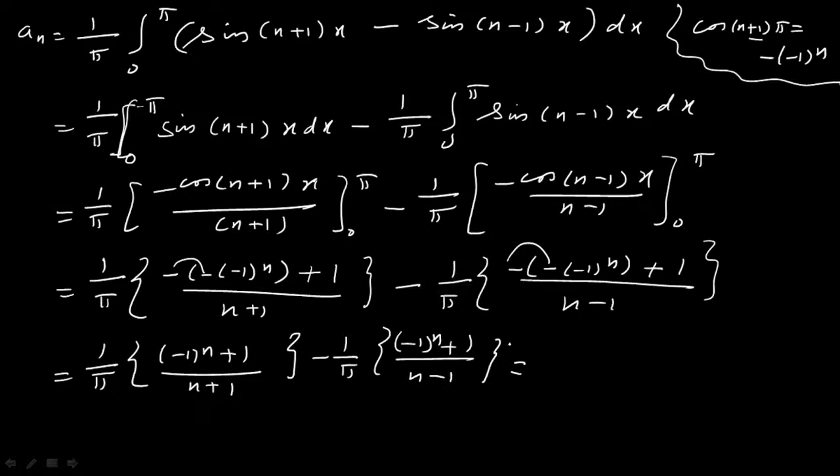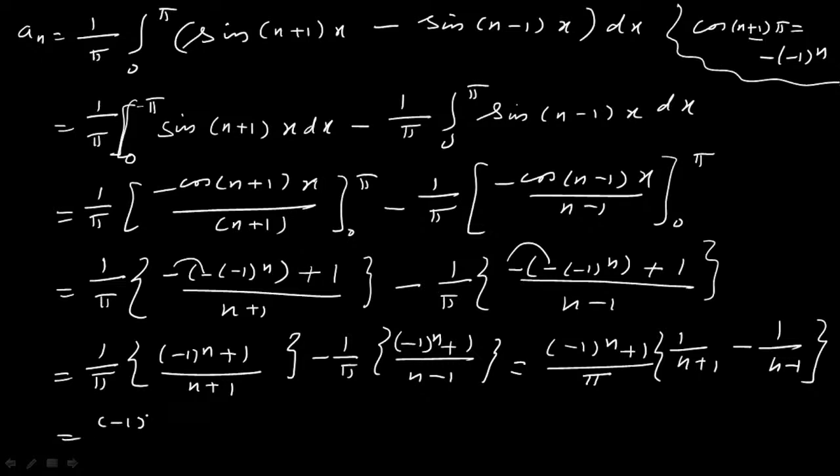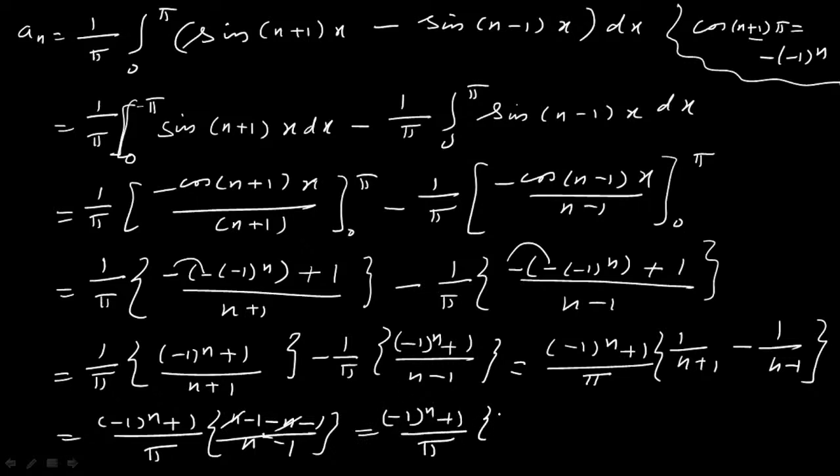So here you take the common terms outside. So what you are going to do? (Minus 1) whole power (n plus 1) divided by pi. It's a common term. You take it outside, what you get? 1 by (n plus 1) minus 1 by (n minus 1). So simplifying by taking LCM, what you get? (Minus 1) whole power (n plus 1) divided by pi, then (n minus 1) minus (n plus 1), over n square minus 1. So plus n and minus n are cancelled. So you get (minus 1) whole power (n plus 1) divided by pi, within that you have minus 2 divided by n square minus 1.